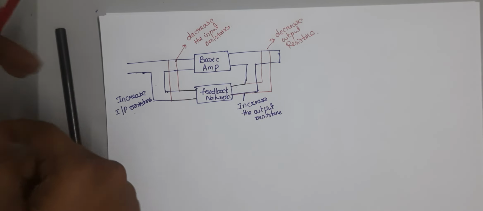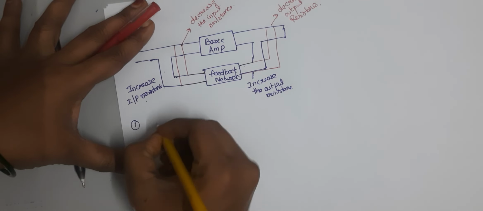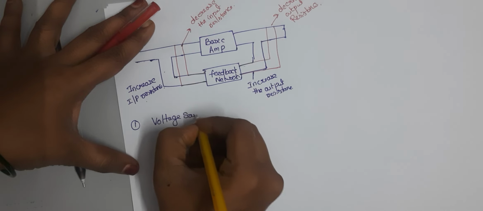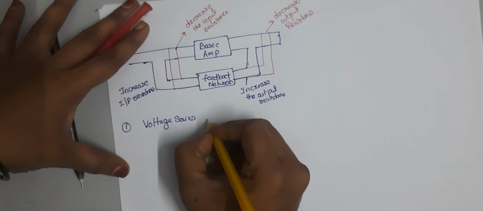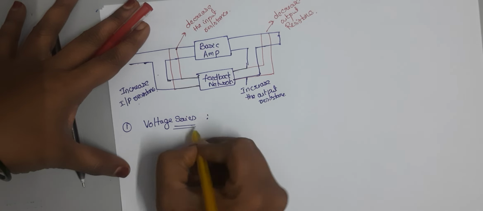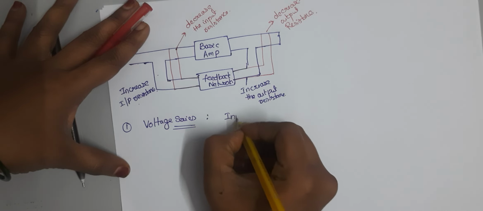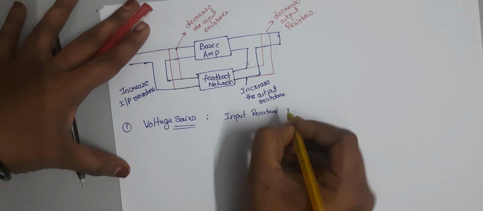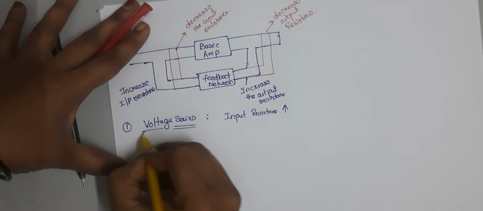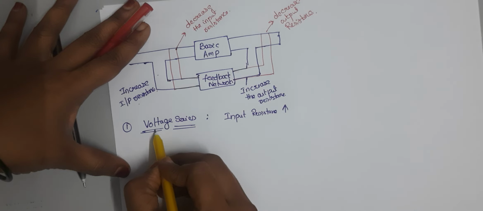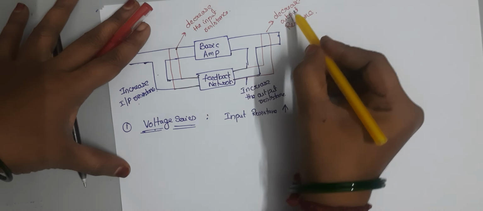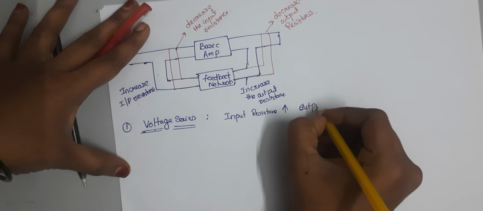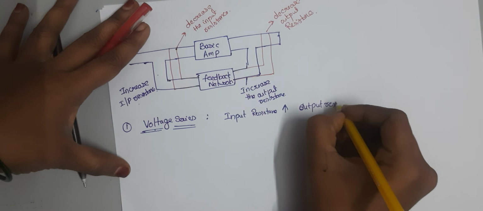So what is our first topology? Voltage series. So voltage series, here series, input resistance is increasing, voltage sampling at the output port, so the output resistance is decreasing.